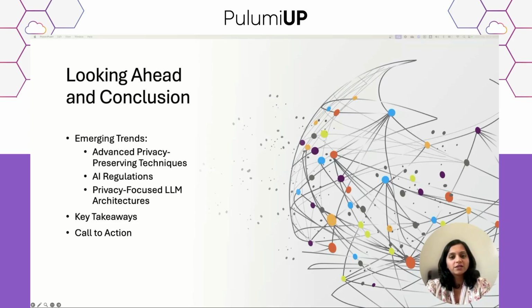So, what's our call to action? As professionals in this field, we have a responsibility to prioritize privacy in our work with AI and LLMs. This means staying informed about the latest developments, implementing best practices, and advocating for responsible AI development within our organizations. Remember, privacy isn't just a legal requirement or a technical challenge. It's about building trust with our users and ensuring that the incredible potential of LLMs is realized in a way that respects individual rights and societal values.